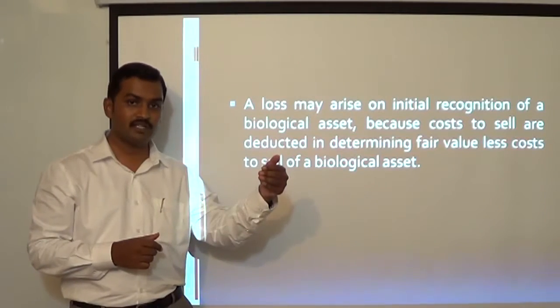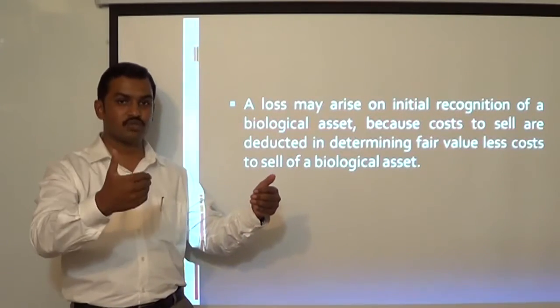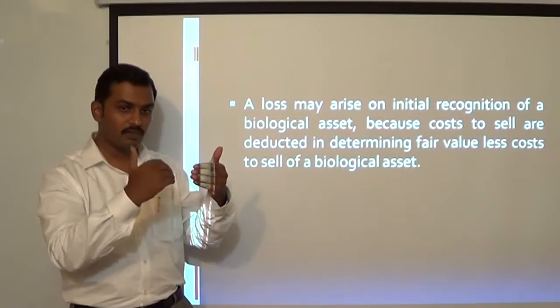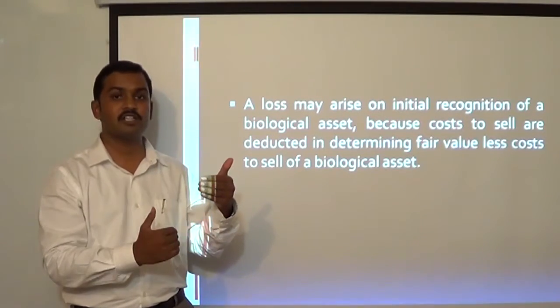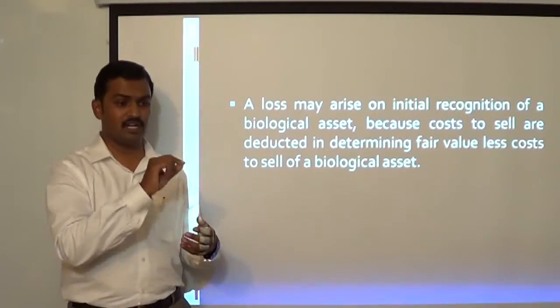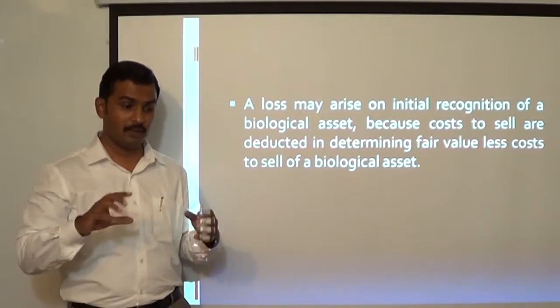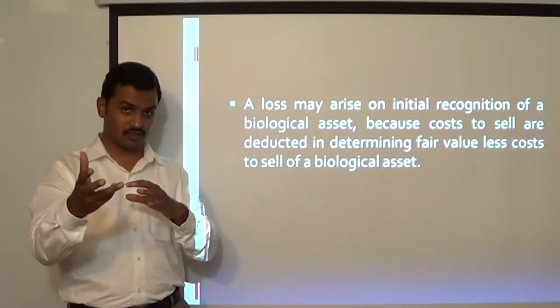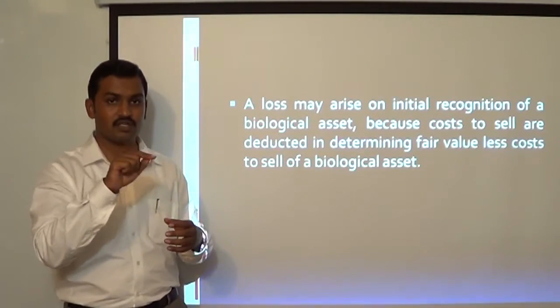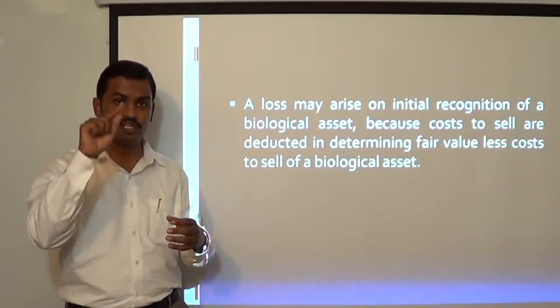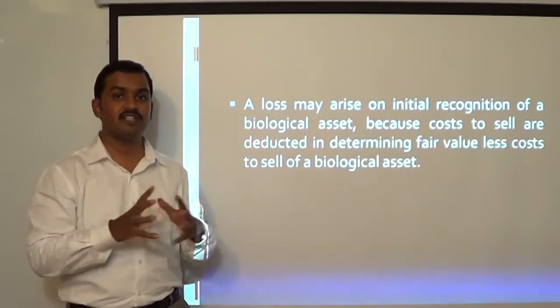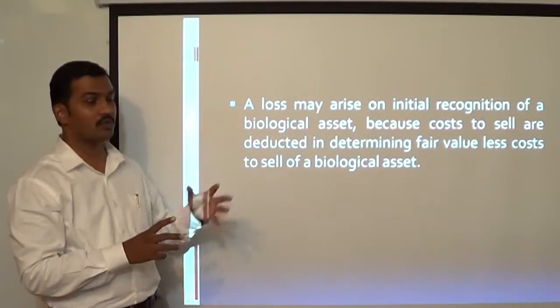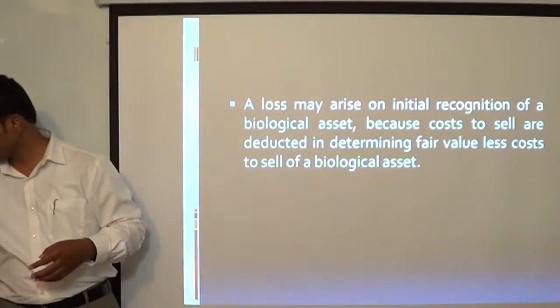You pay 100 to buy it, but when you consider the cost to sell, the fair value less cost to sell may fall below the cost and it may result in a loss. Okay, so you may pass an entry, biological asset account debit to cash 100, but this biological asset has to be restated at 90 because you have to show it at fair value less cost to sell. In such case, we will say loss, fair value loss account credit to biological asset 10 rupees. That means the value of the asset has to be reduced by 10 rupees. So there can be a loss because of cost to sell.